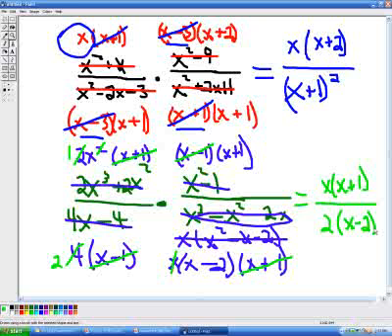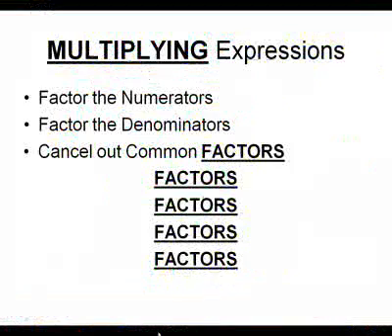Okay. So multiplying rational expressions is almost identical to simply simplifying expressions, because all you need to do is factor two numerators and two denominators instead of one numerator or denominator. Okay? Otherwise, it's exactly the same. All right.